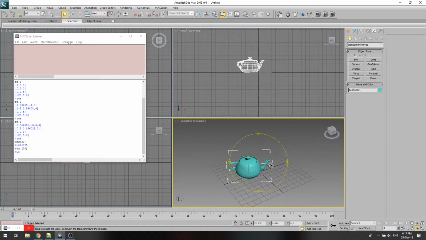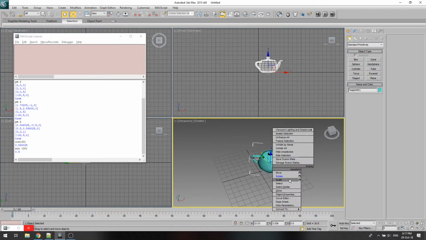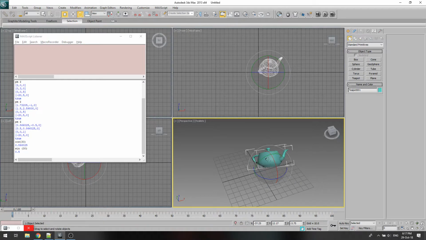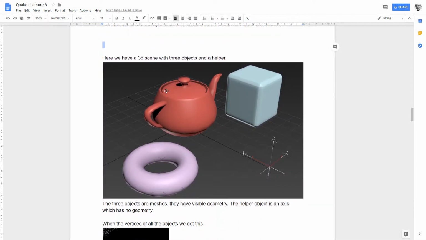Every object in a 3D scene will have this matrix. It will have a transform matrix associated with it, which enables that object to move around the screen. It enables the object to rotate, and of course it enables the object to scale. The next thing we're going to look at is the scene, and we're going to see how to render those vertices of the objects.